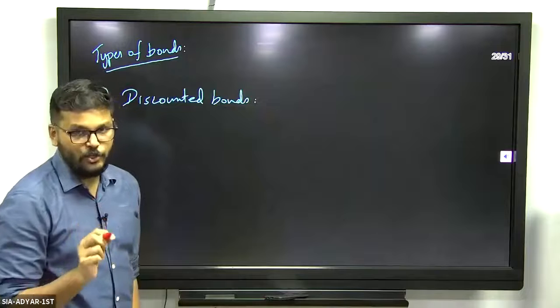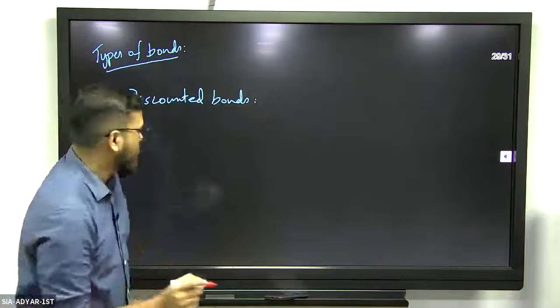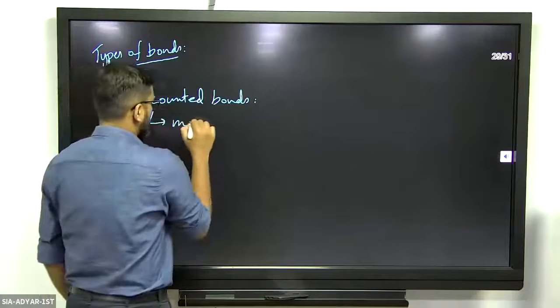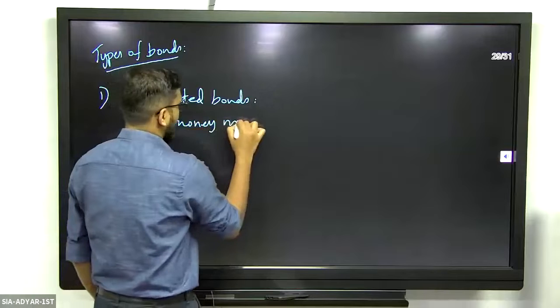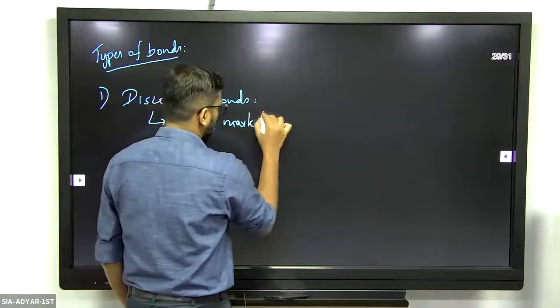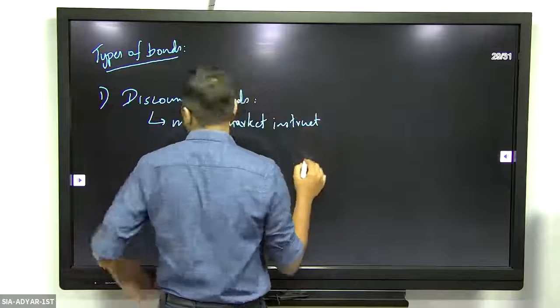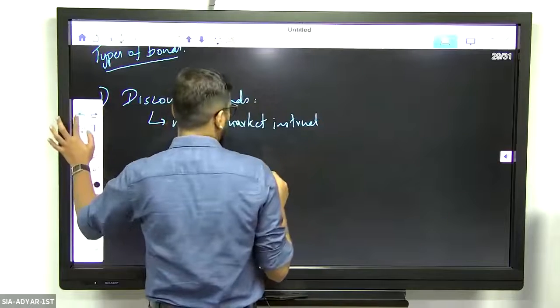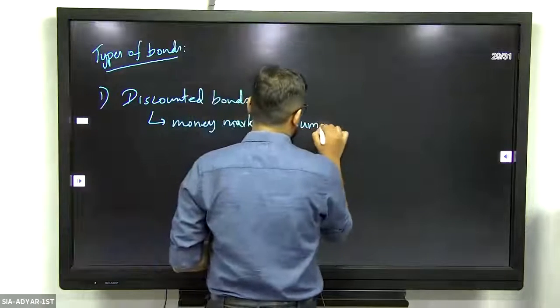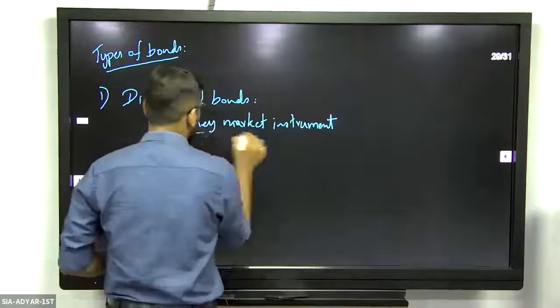So what are discounted bonds? Discounted bonds are generally not issued in the capital market. It is generally a money market instrument. So don't get confused here. Why am I teaching this under the heading of capital market? Because it is a type of bond I am just teaching you here. It's a money market instrument. Please note that very clearly.